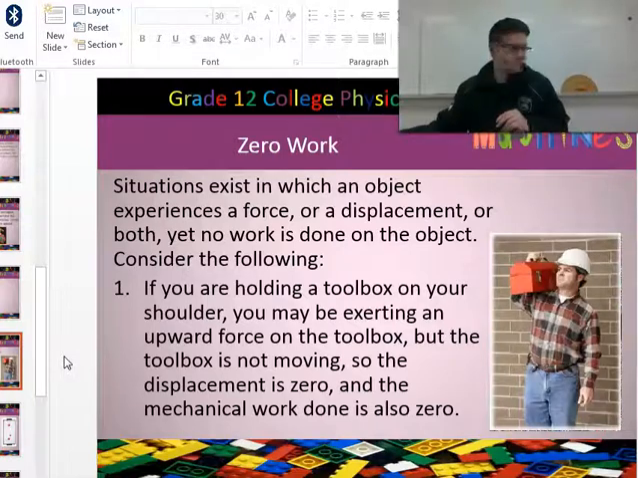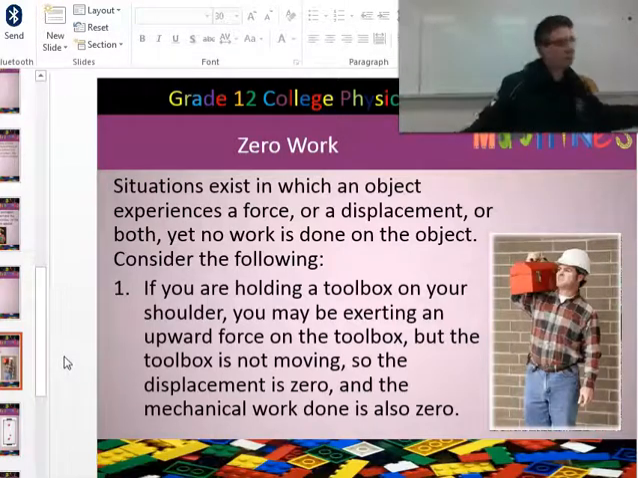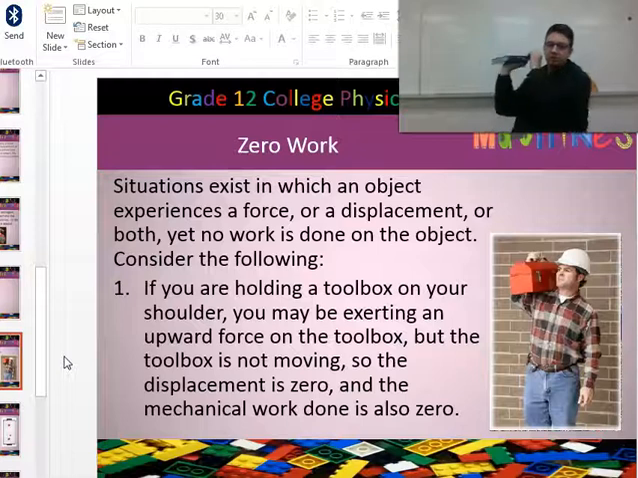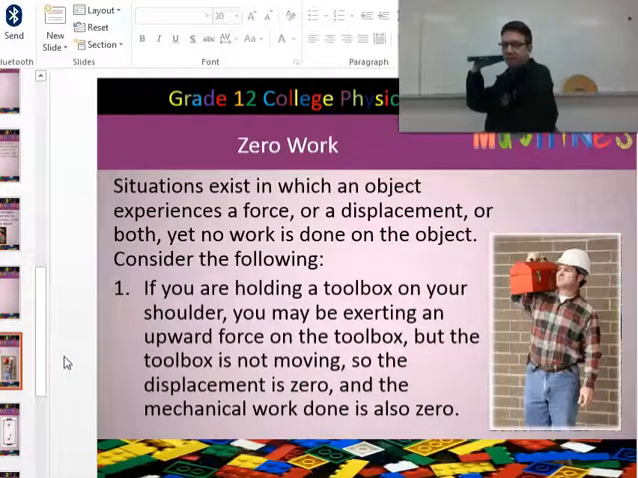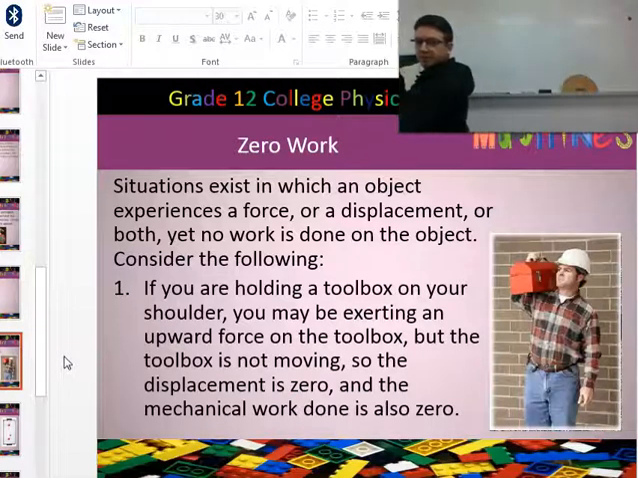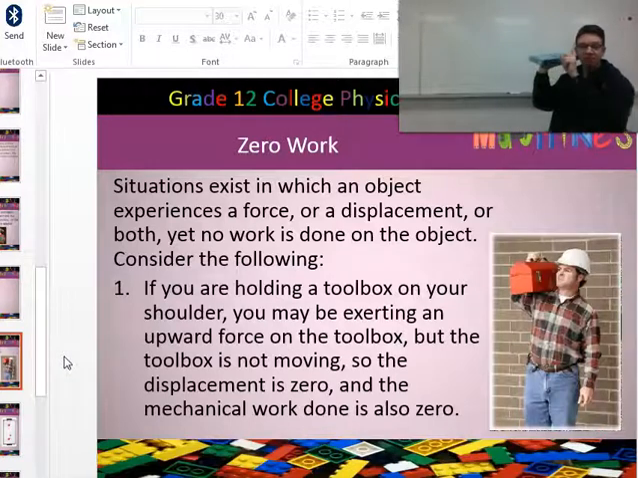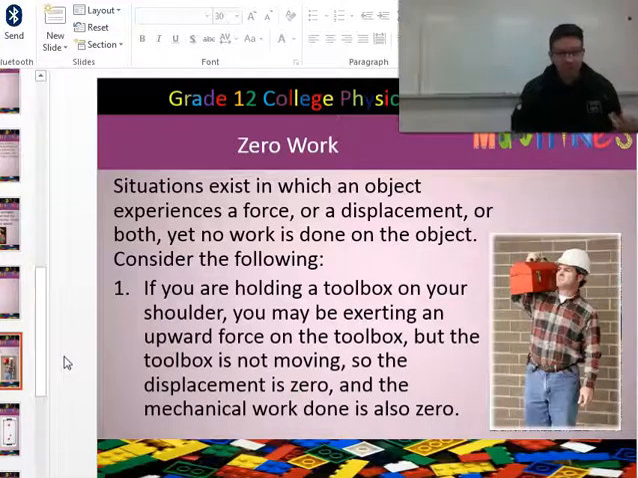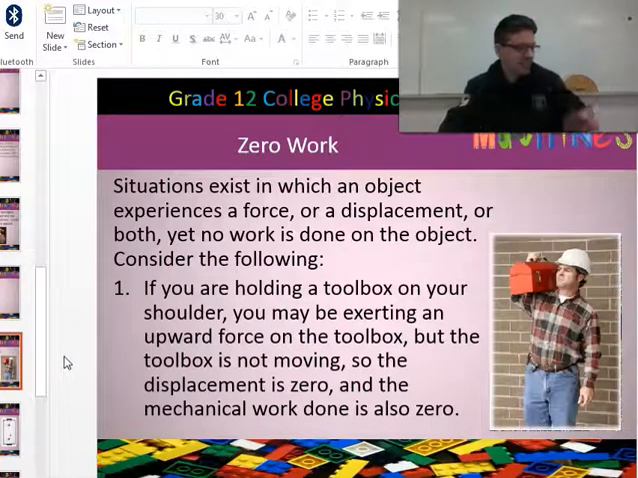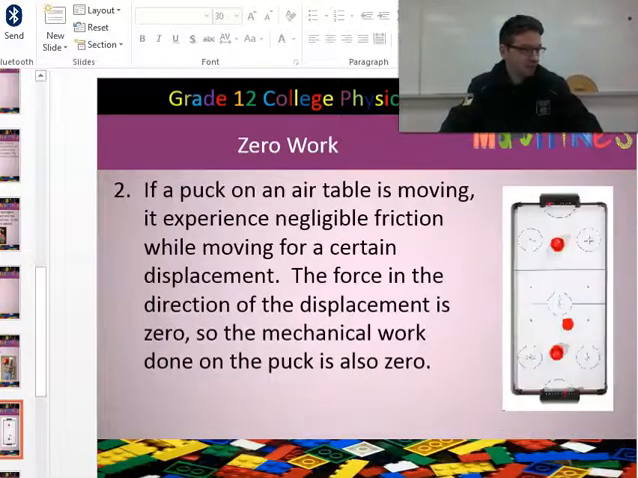So an example of this would be, again, I'll hold my textbook. So I'm applying an upwards force, but I'm moving in this direction, or in this direction. It doesn't matter. Those displacements are perpendicular to the force I'm applying. So I am actually doing no work. So that's the case of zero work.